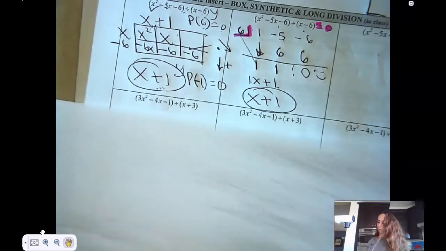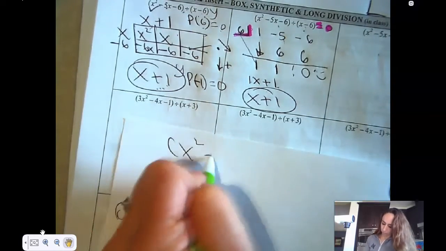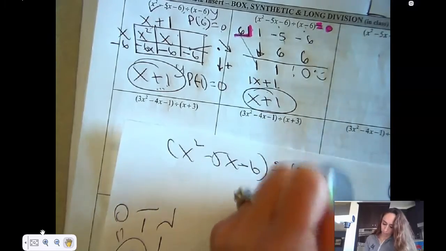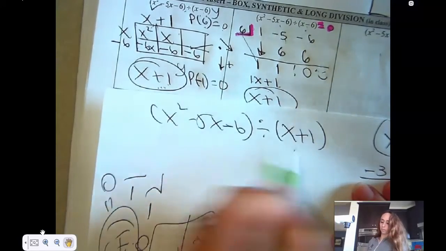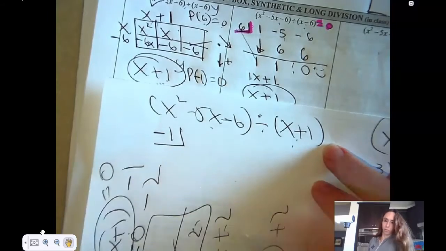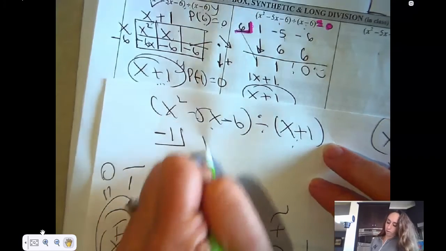Let's do another one. Let's see, I think x squared minus 5x minus 1 divided by x plus 1. I want to know, is this a factor of this? Negative 1, set it equal to 0. 1, negative 5, negative 6.